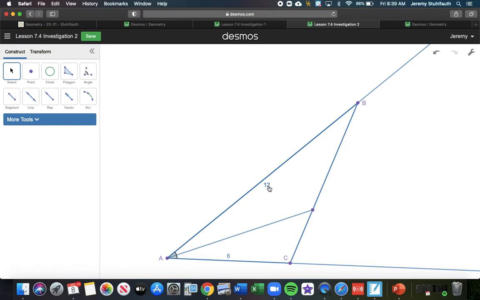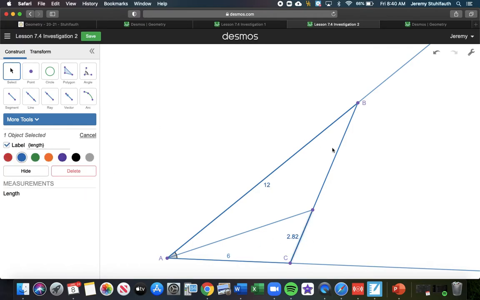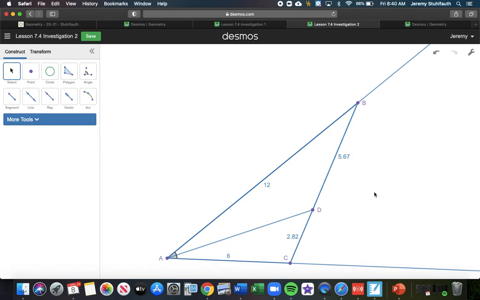And just so we see, if we wanted to check the relationship between AB and AC, we can see that 6 and 12 are double. You have to double 6 in order to get 12. So what we're going to do is compare the lengths of CD and BD. I haven't labeled this D, so we'll call this D. Okay, so we have 5.67 and 2.82.